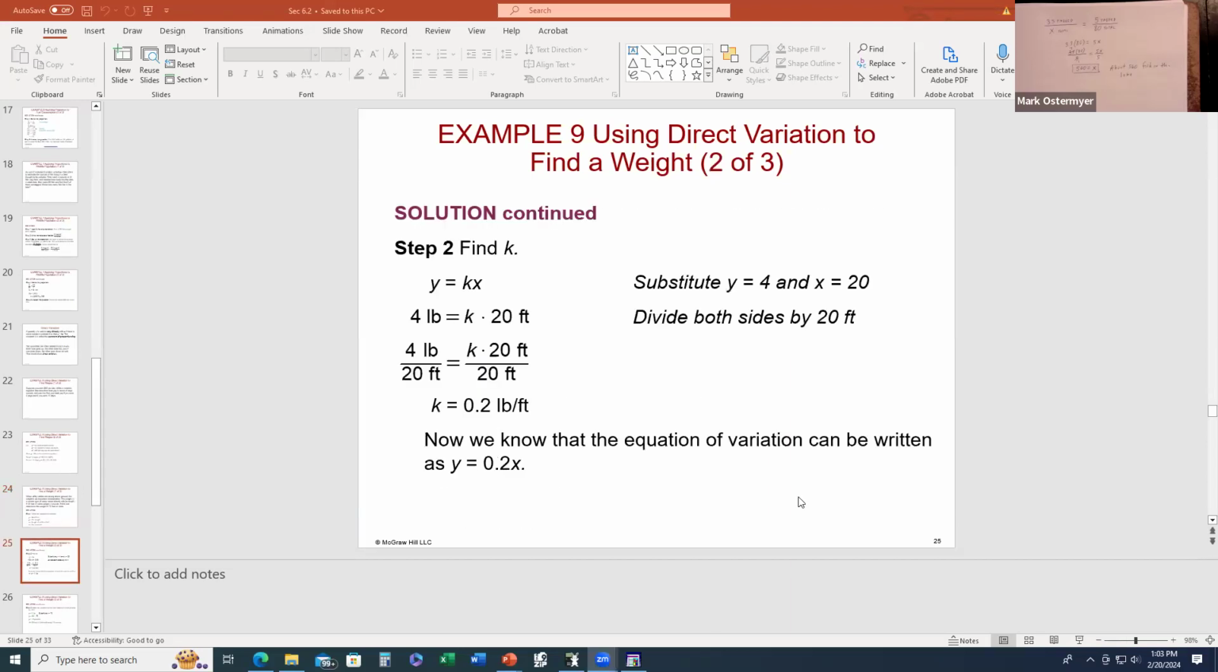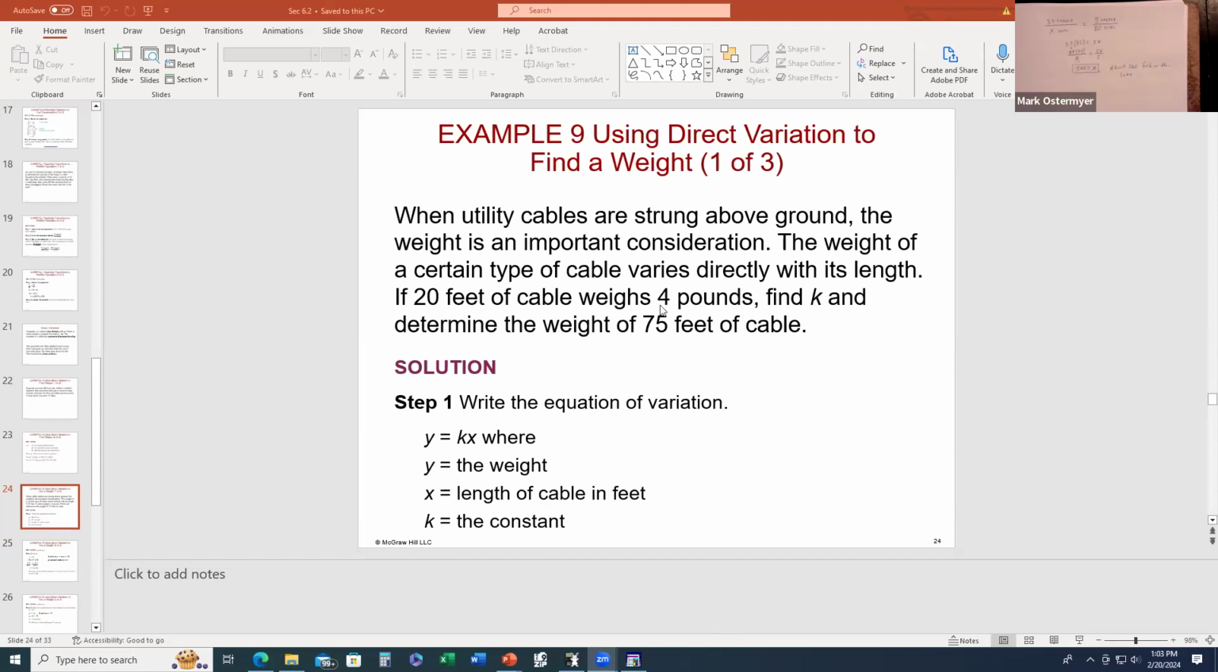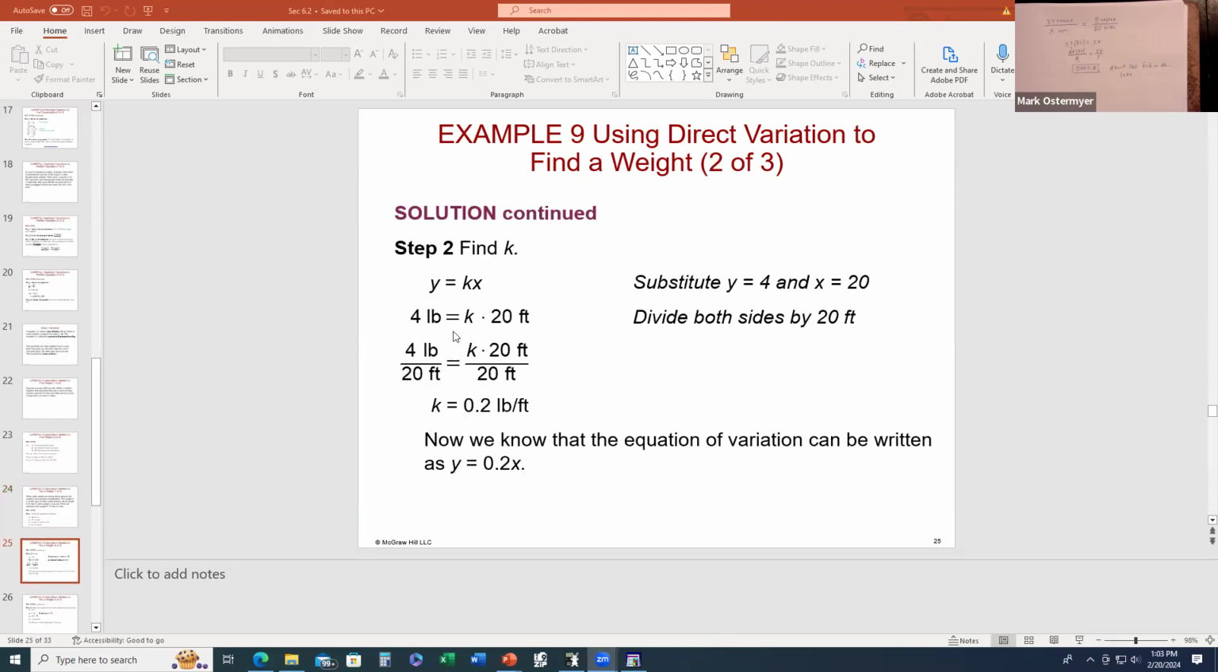So we have a direct variation. To find K, we're going to use the fact that 20 feet of cable weighs 4 pounds. That's data we're going to use to find K. So in for Y goes 4 pounds of weight. In for X goes 20 feet of length of this cable. So we have 4 is equal to 20 times K.